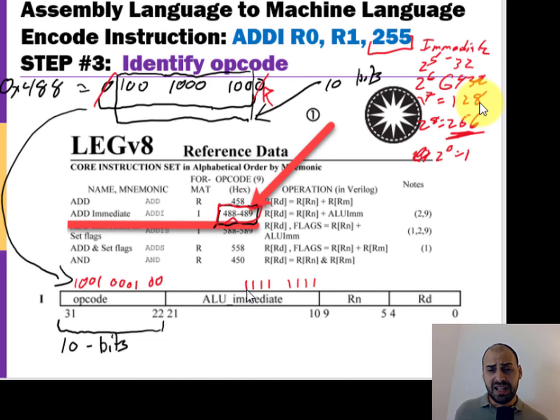So we know that the immediate field is 12 bits, so we're going to have a leading 4 bits here. Okay, that's our ALU immediate field.